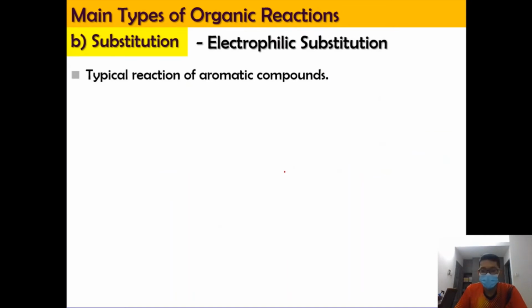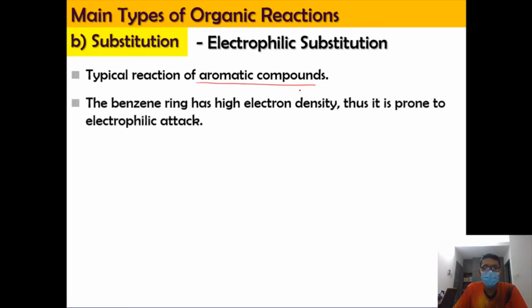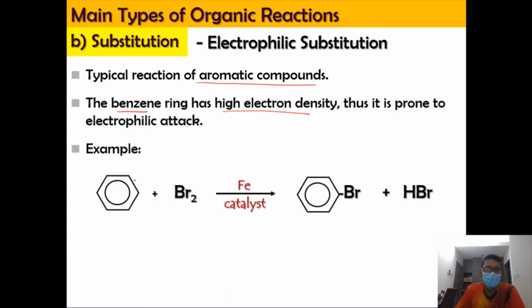Alright. Now the electrophilic substitution usually happens for the aromatic compound. Okay, so as you know, the benzene ring will have carbon-carbon double bonds, right? So it will have a high electron density, so it is prone to electrophilic attack. So for example, we have the benzene ring here. The benzene ring here can also be drawn as carbon-carbon double bonds. Sorry. And here. Okay, so here is acting as the electrophile.